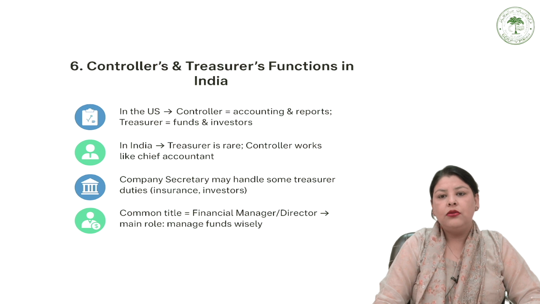The sixth function is controllers and treasurers functions in India. In the United States, there are two separate roles. The controller looks after accounting and financial reports, and the treasurer manages funds, investments, and investor relations. But in India, this division is uncommon. The controller usually works like a chief accountant, and the title treasurer is rarely used. Some of those tasks are handled by the company secretary. Instead, Indian companies often use the title financial manager or finance director. Their main role is to manage funds carefully, since money is the most valuable resource for any business.